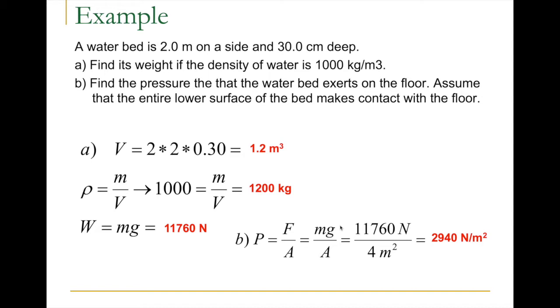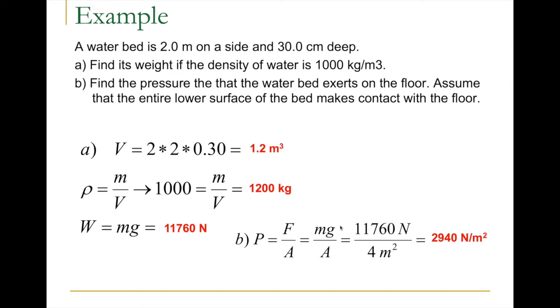For part B now, let's say we have to find the pressure that the waterbed exerts on the floor. Assume that the entire lower surface of the bed makes contact with the floor. This is an important element because, again, if we're talking about pressure being force per unit area, if we didn't have the full surface area of this rectangular prism on the ground, then it would actually localize the force more and it would increase the pressure.